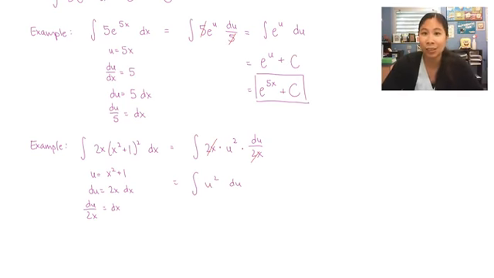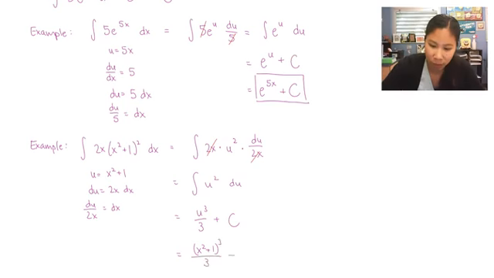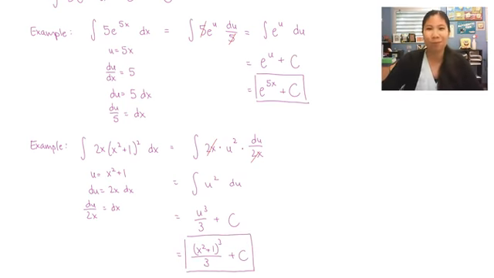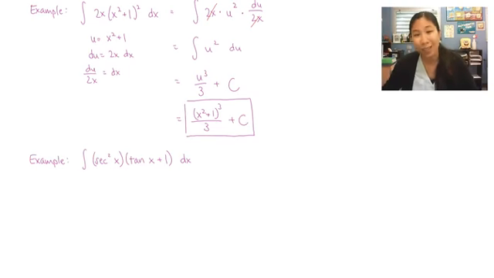And now this is easy because this is just the power rule. So integrating u squared would be u cubed over 3 plus c. And then my final step is just to replace u with the x's again. So this would just be (x squared plus 1) cubed, divided by 3 plus c. And there we go.